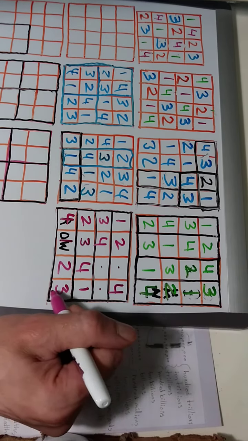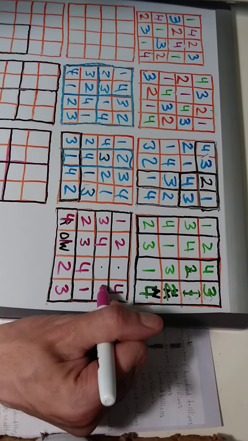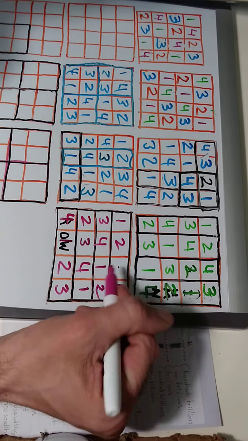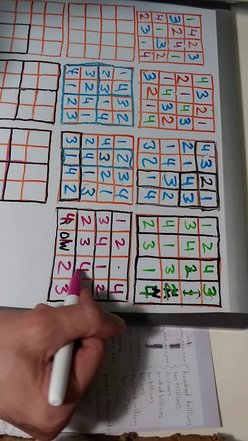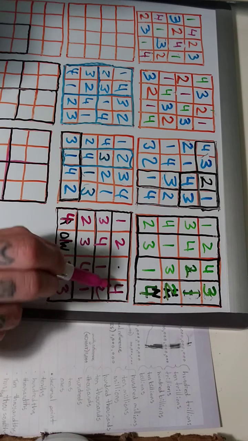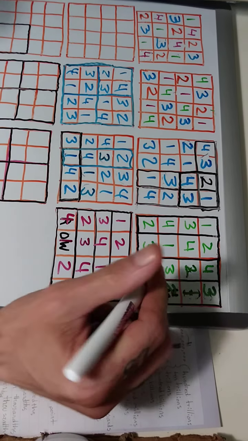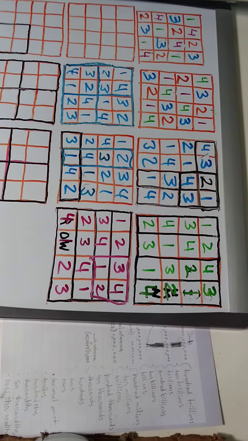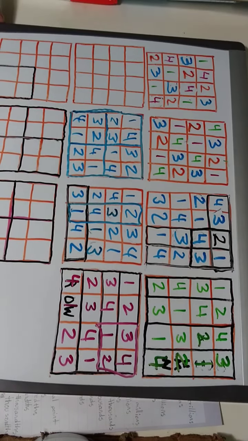Then in this column, we're missing a 2. In this row, we're missing a 1. And then in this column, we're missing a 3. In this row, we're missing a 3. And also, in the top right box, we were missing a 3. So that one's solved.